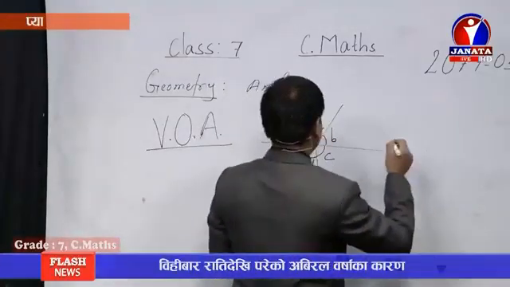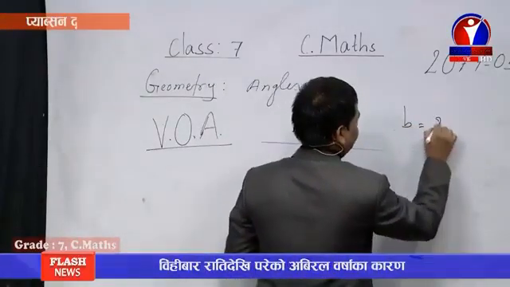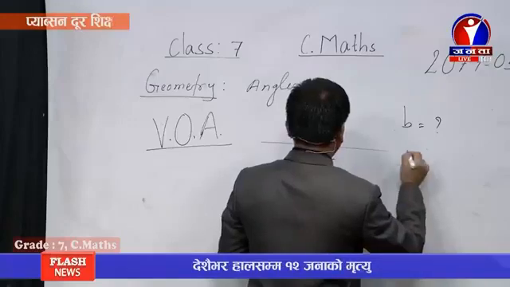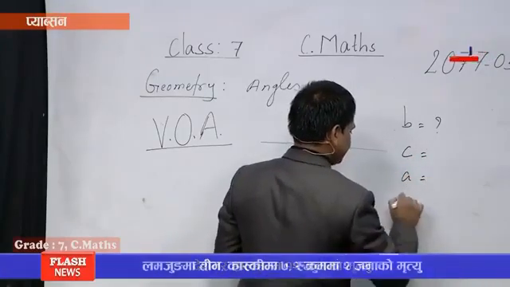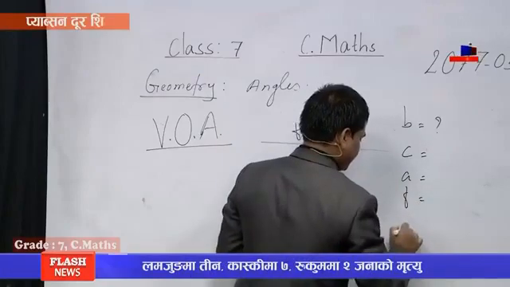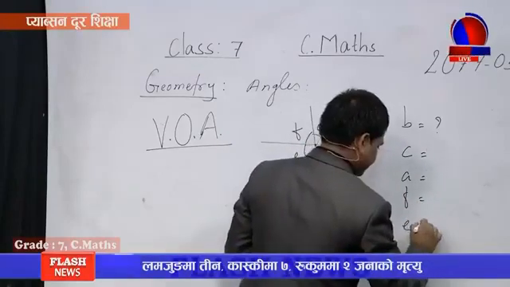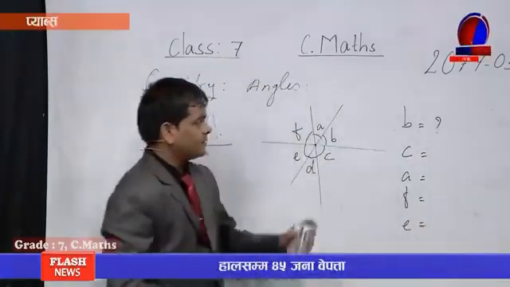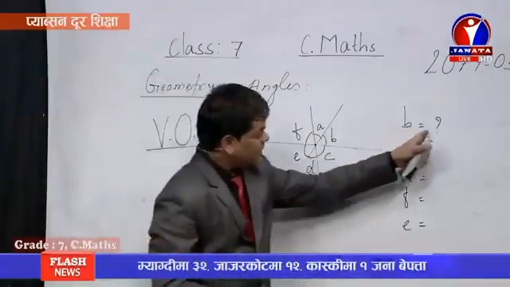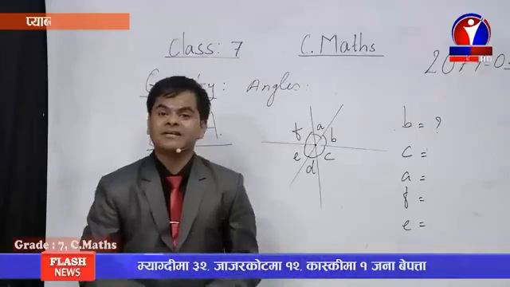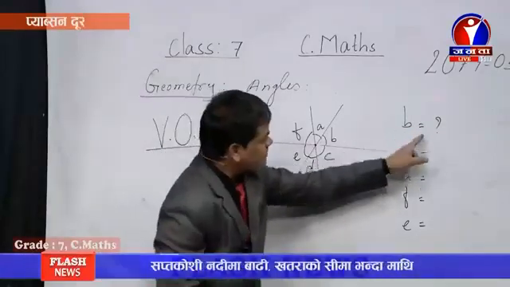Which one is vertically opposite to B? And which one is vertically opposite to C? And then which one is vertically opposite to A? Which one is vertically opposite to F? Of course, then can you find out which one is vertically opposite to B? We have known that vertically opposite angles are always equal, so that's why I have kept the equal sign.